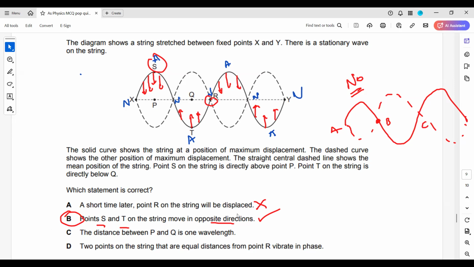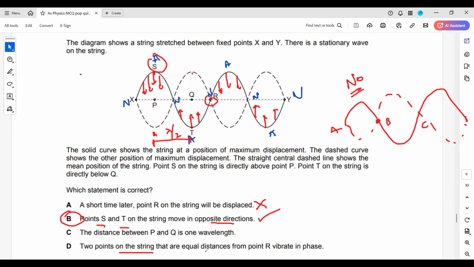What about C? The distance between P and Q is one wavelength. If you compare the positions, this is an antinode and this is also an antinode, the horizontal distance. The distance between two successive nodes or two successive antinodes for a standing wave is not equal to one wavelength. It is equal to half of the wavelength.